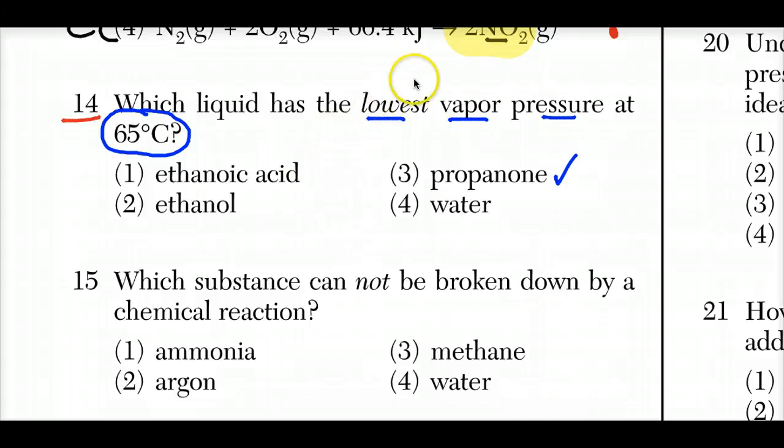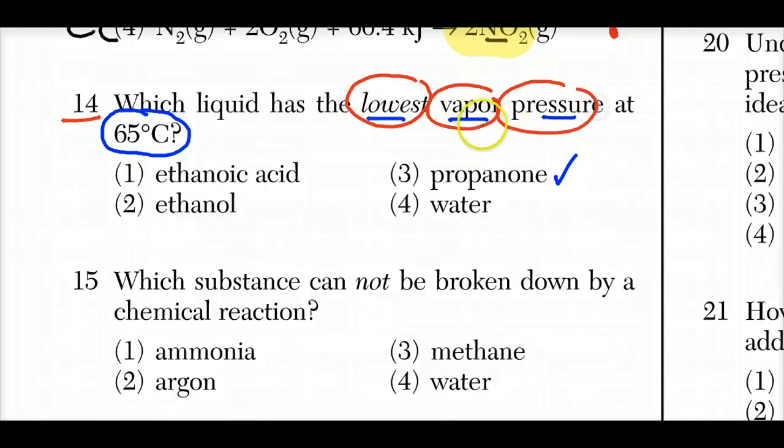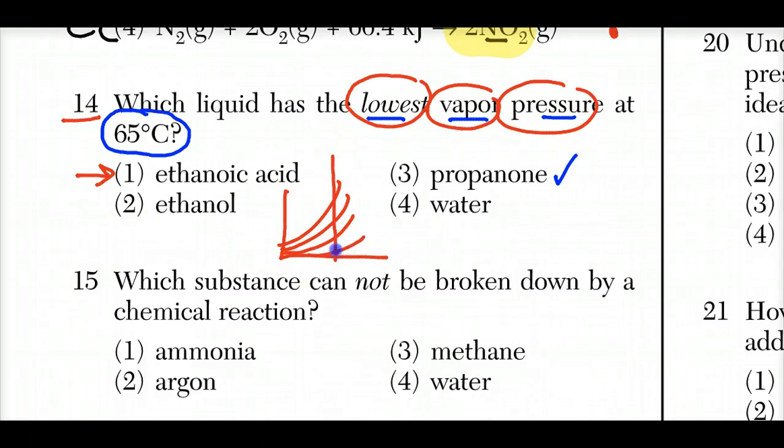Now, make sure I read carefully. They want the lowest vapor pressure. So they want to know who was resisting evaporation the most, and that would be my ethanoic acid. It was the one of the 4 liquids that had the lowest value at 65. So this would be this liquid right here, ethanoic acid. So ethanoic acid actually has stronger attractive forces than water. Propanone, of course, had the weakest attractive forces and had the highest vapor pressure. So the best answer is choice 1, the one that resisted.